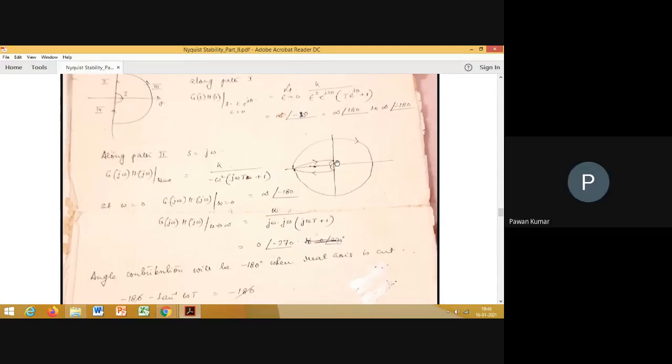Ma'am, please repeat it again. How is it changing from minus 180 to minus 270? This is my origin, the blown up origin. Clear? So this point is 0 angle 0. Now if I start moving in the clockwise direction, this point will be 0 angle minus 90 degrees, this point will be 0 angle minus 180 degrees, and this point will be 0 angle minus 270 degrees. So when ω is tending towards infinity, this point is mapped on the GH plane as this point. That is, the phasor length is 0, but the phase angle is minus 270 degrees.